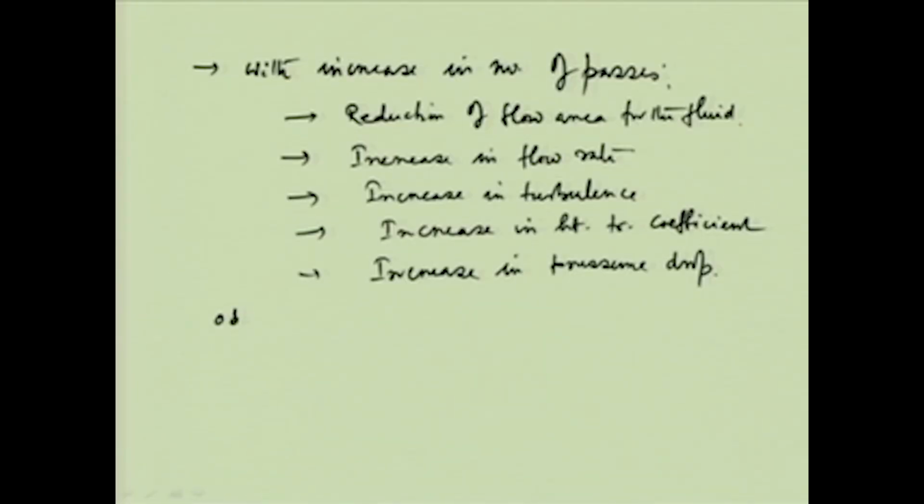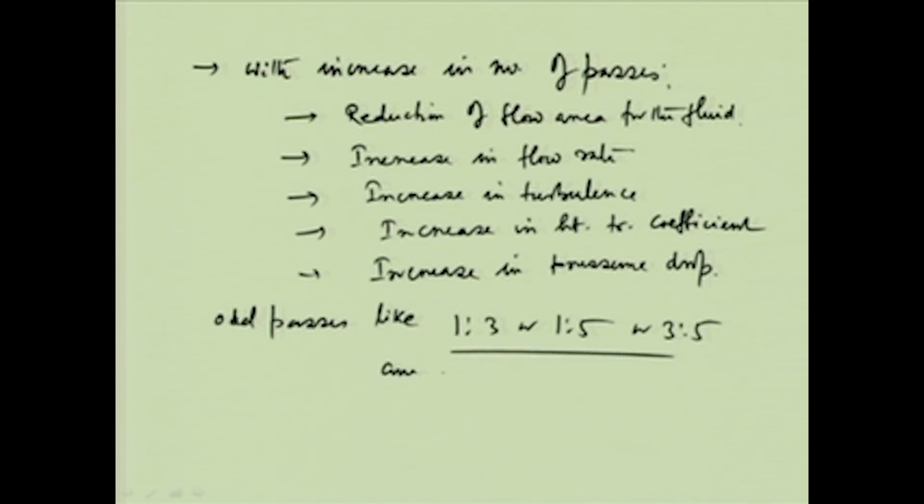So, odd passes like, say, 1:3 or 1:5, or 3:5. This type of passes are not used.